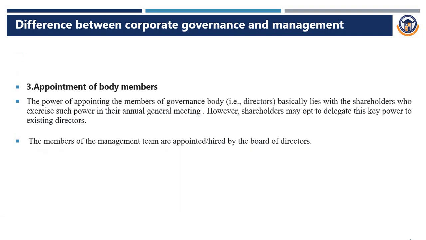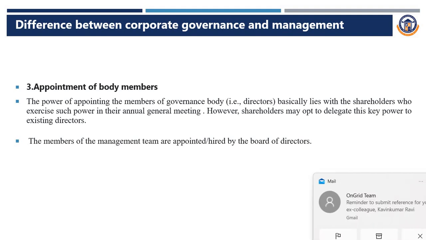Another one is appointment of body members. The power of appointment of members of the governance body, that is directors, basically lies with the shareholders, who exercise such powers in their annual general meeting. So in the annual general meeting, shareholders are appointing the board of directors. However, shareholders may opt to delegate these key powers to existing directors. The members of the management are appointed or hired by the board of directors. So these are the basic differences between corporate governance and management in appointment of body members.